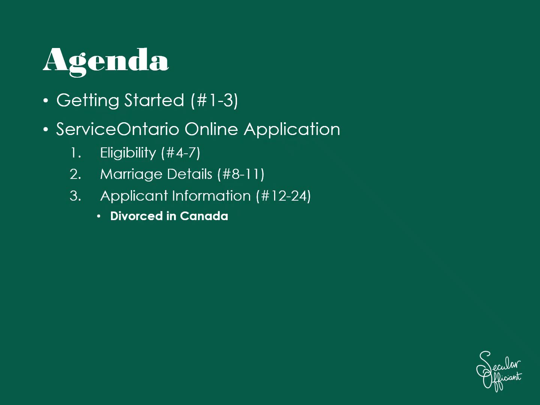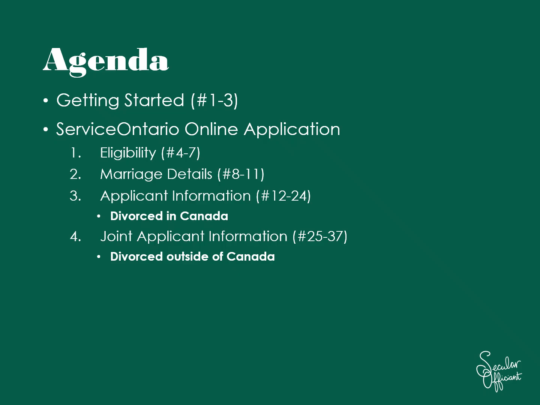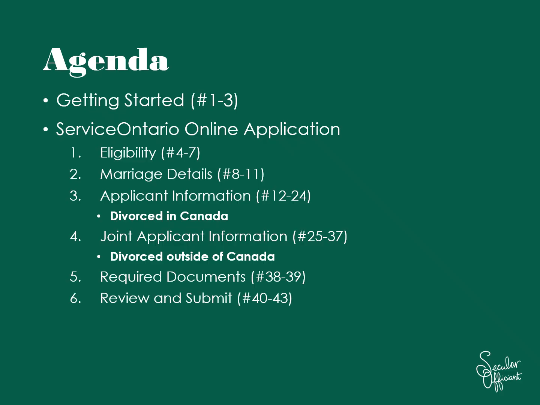In this section, we will assume that this applicant was divorced in Canada. Section 4 is Joint Applicant Information, which outlines steps 25 to 37. In this section, we will assume that this joint applicant was divorced outside of Canada. Section 5 is Required Documents, which outlines steps 38 to 39. Section 6 is Review and Submit, which outlines steps 40 to 43. And Section 7 is Confirmation, which outlines the final steps 44 and 45.